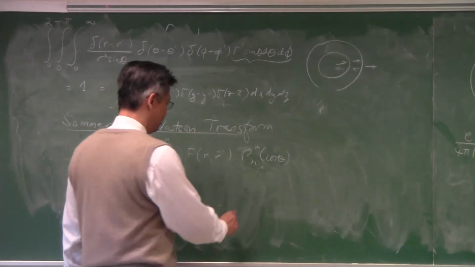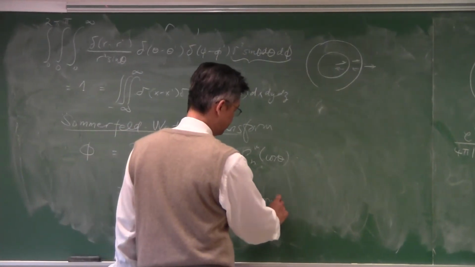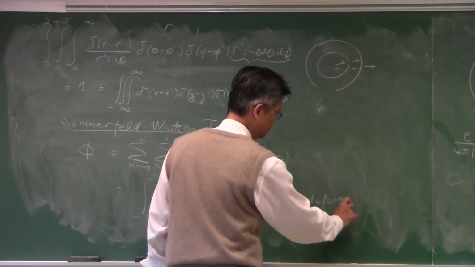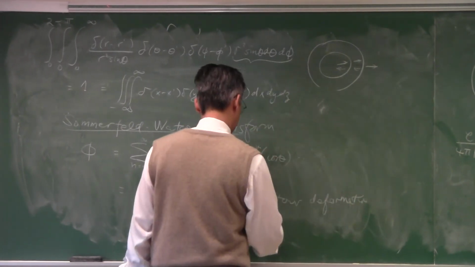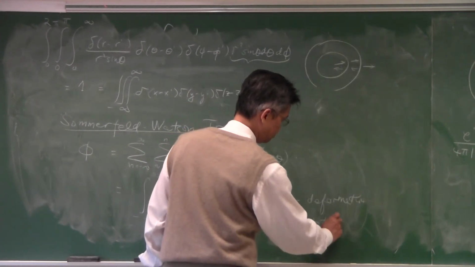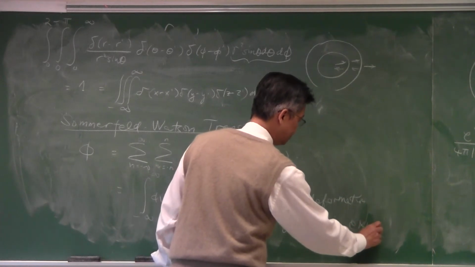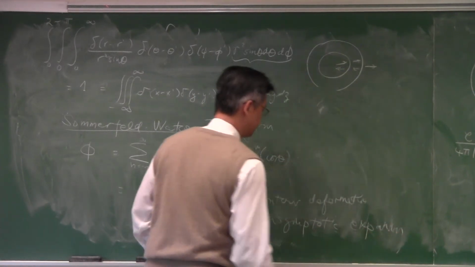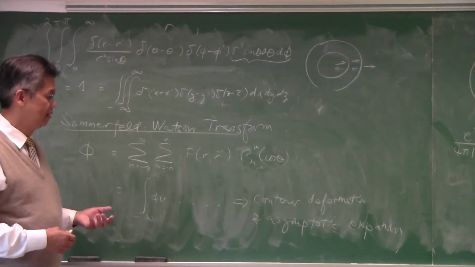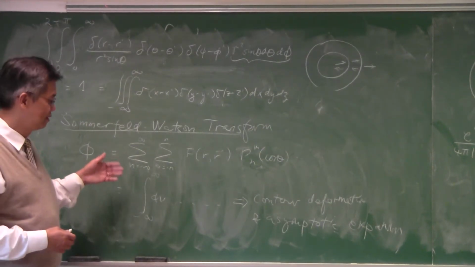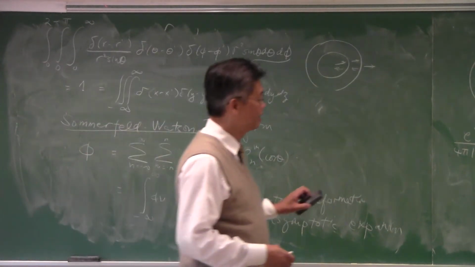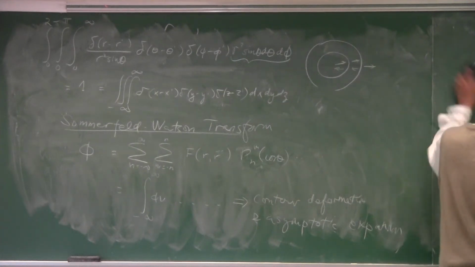So you have an integral, and after that you do contour deformation and asymptotic expansion, like what we did for the planarly layered medium. And then you start to see ray physics emerging. It's a very complicated process. It takes a lot of mathematical work to do this. But let me just tell you what the outcome is.